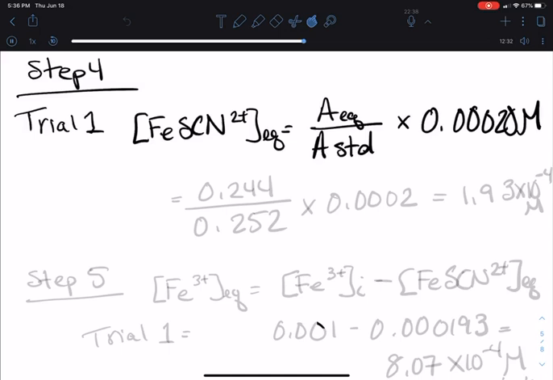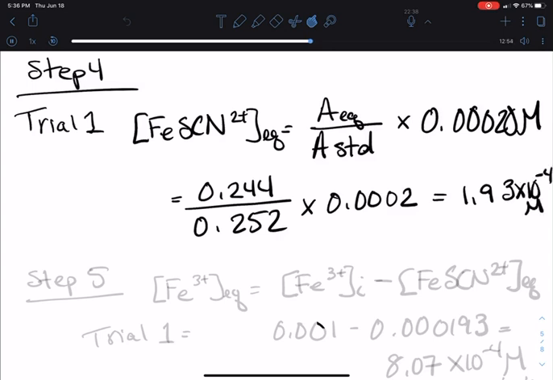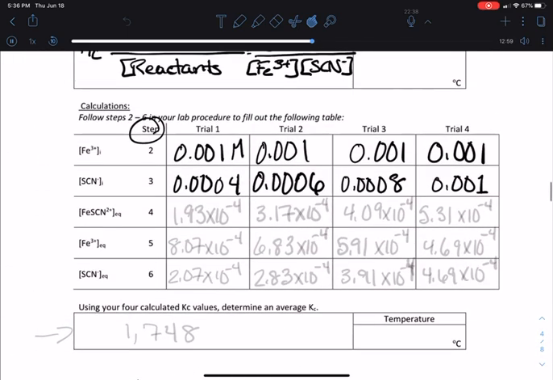So then trial 1 would equal our absorbance of that trial divided by the absorbance of the standard. Again, multiplied by the concentration. And that comes out to 1.93 times 10 to the negative 4. And we're just going to add that to the table. And then I've already done the other trials. Be sure to double check my math.